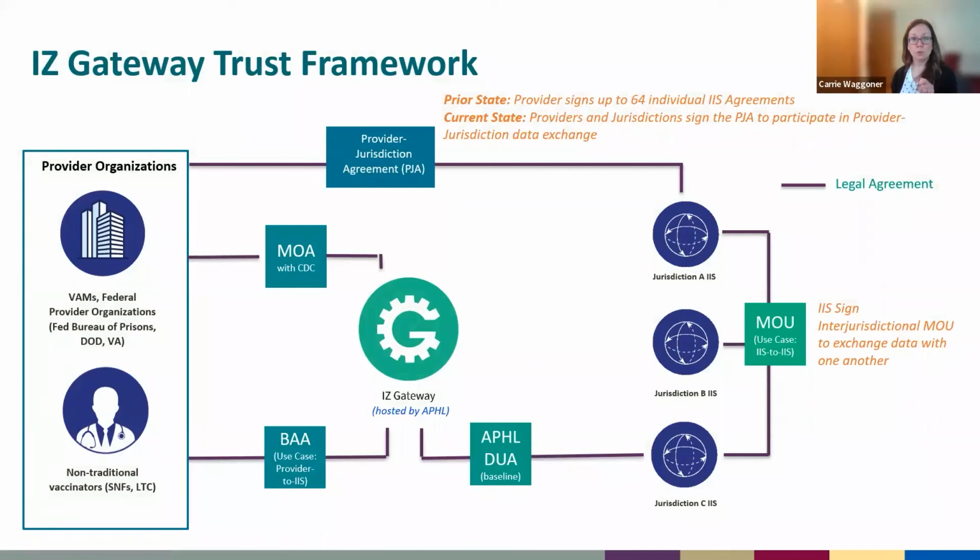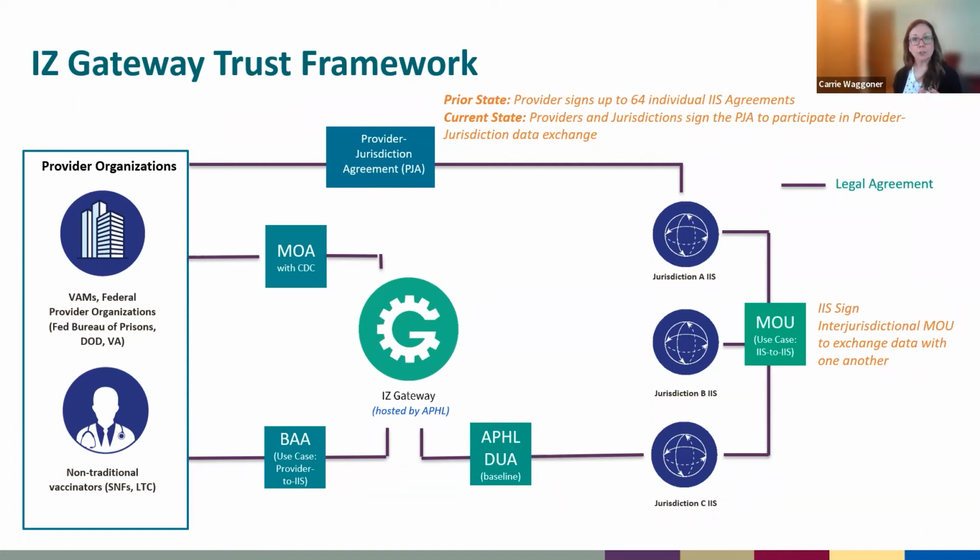In order for a jurisdiction, an IIS, to engage in any data sharing through the IZ gateway, you have to sign that data use agreement with APHL. Through that, you, the jurisdiction, select which components or use cases you want to participate in. In some circumstances the task order where you select the components might need to be revised if you'd like to add a new one. But that agreement would remain in place. It's between APHL and the jurisdiction.